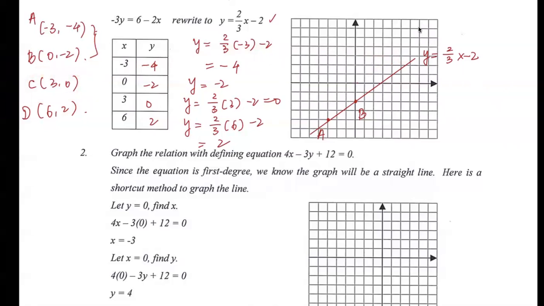C, 3, 0. This should also be on the straight line. Okay, let's check. So this is 0. x is 3, so 1, 2, 3. y is 0, so it should be on the x-axis. So this is a point. See, this point is also on this straight line. So, right. Let's see D. Point D, 6, 2. So 1, 2, 3, 4, 5, 6, 1, 2. So this should be the point.